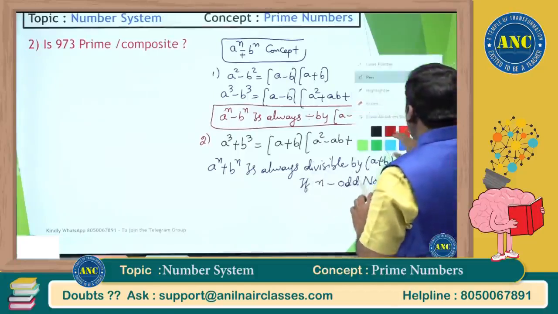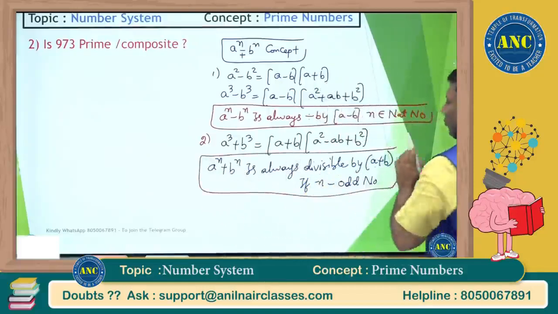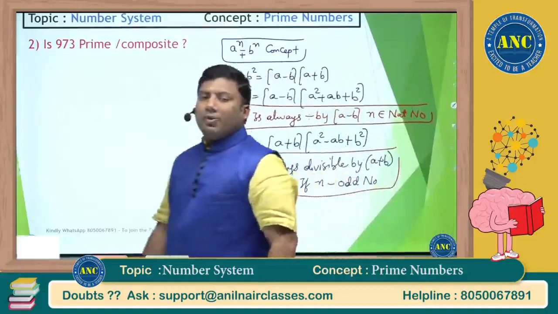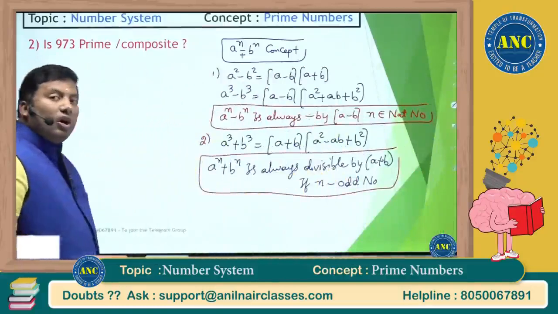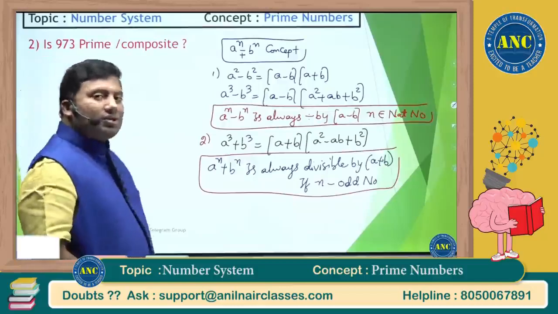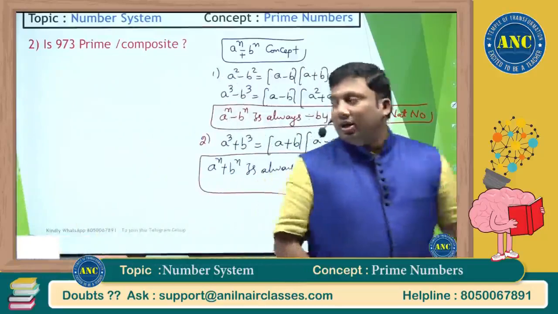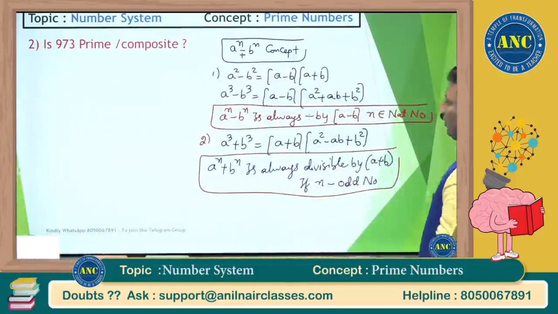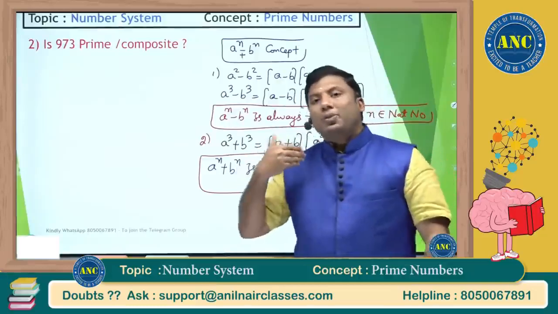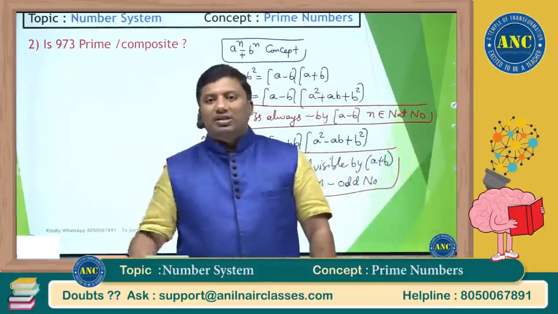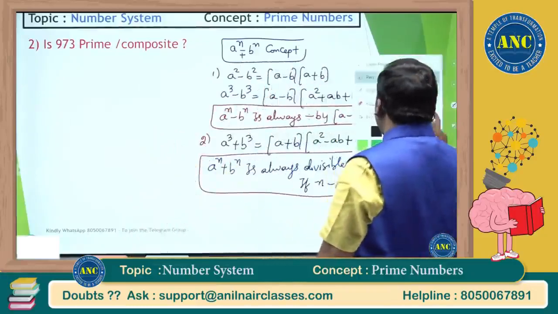Please make a note of these two important key points, sir. aⁿ − bⁿ is always divisible by a − b if n is a natural number. aⁿ + bⁿ is always divisible by a + b if n is an odd number. This is one of the rules which will help us find out whether a number is a prime number or a composite number.